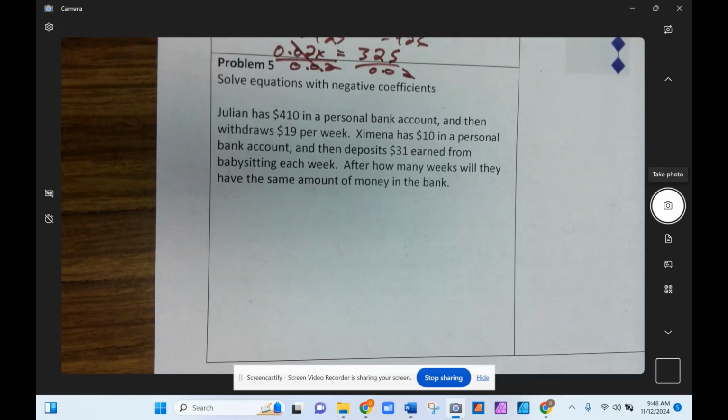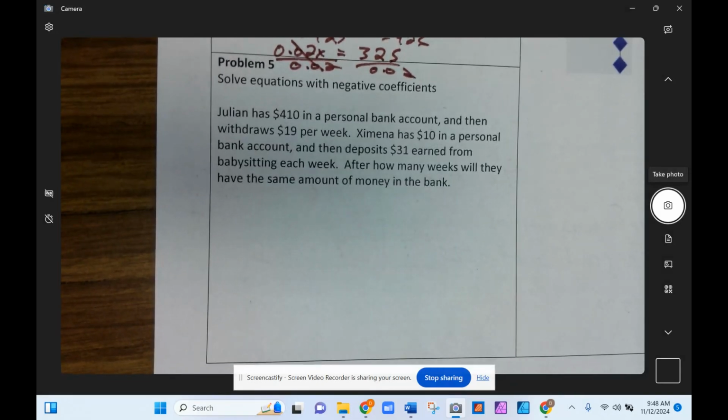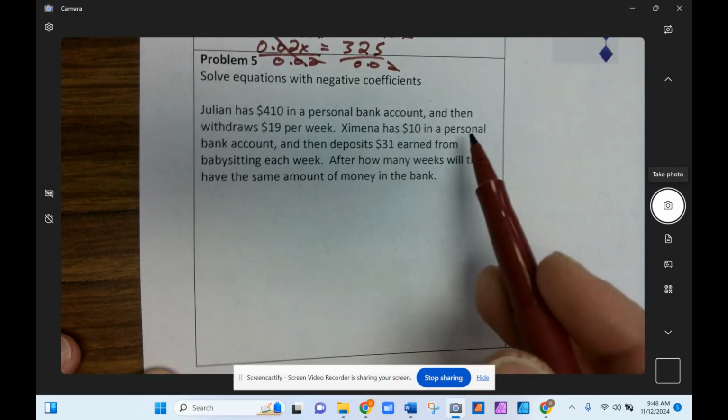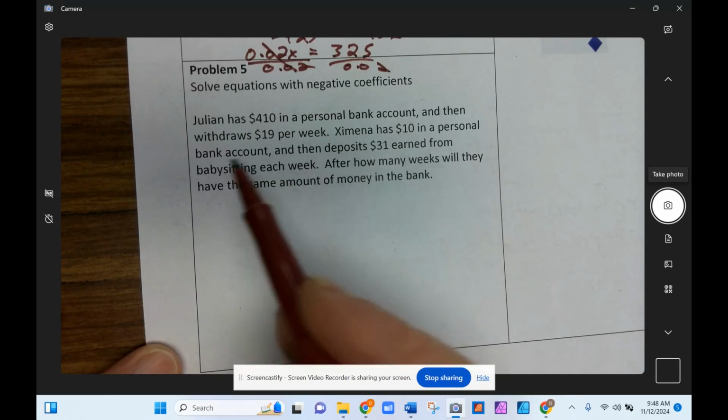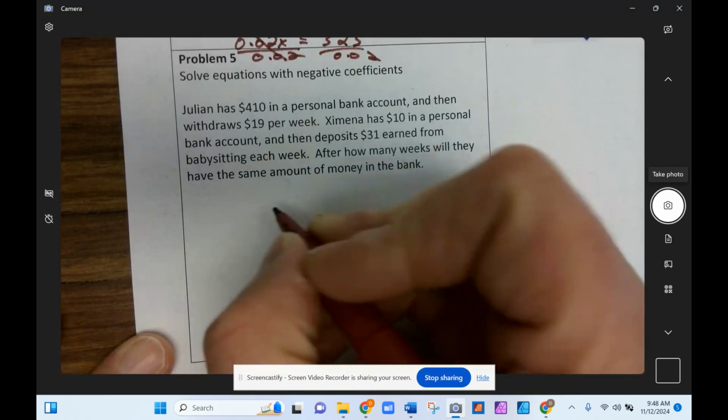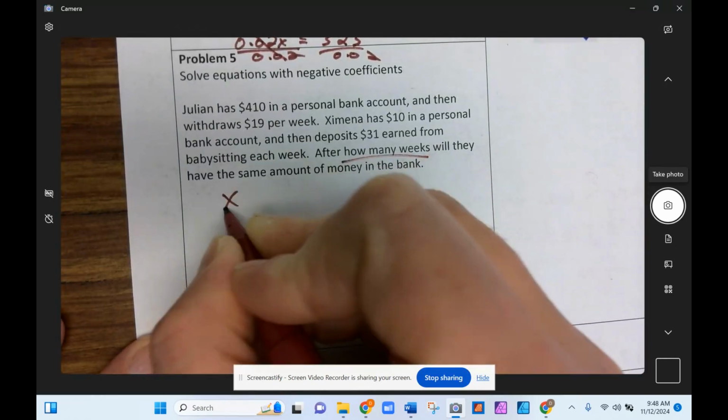All right, solve equations with negative coefficients. So Julian has 410 in a personal bank account and then withdraws 19 per week. Jimena has 10 in a personal bank account and then deposits 31 earned from babysitting each week. After how many weeks will they have the same amount of money in the bank? That's what it's asking, how many weeks. We'll say x equals number of weeks.